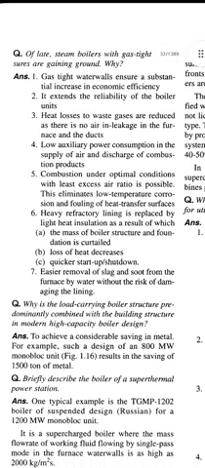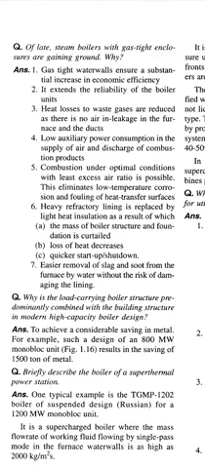So next question. Of late, steam boilers with gastight enclosures are gaining ground. Why? Gastight water walls ensure a substantial increase in economic efficiency. Second point, it extends the reliability of the boiler units. Heat losses of waste gases are reduced as there is no air in-leakage in the furnace and ducts. Low auxiliary power consumption in the supply of air and discharge of combustion products.